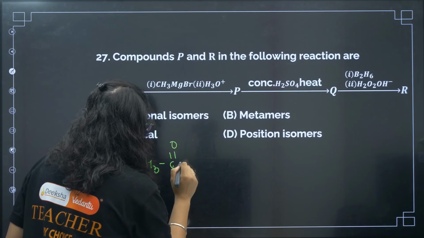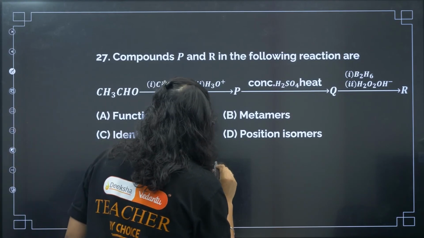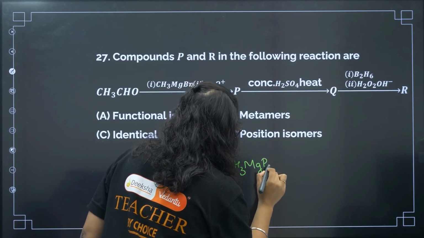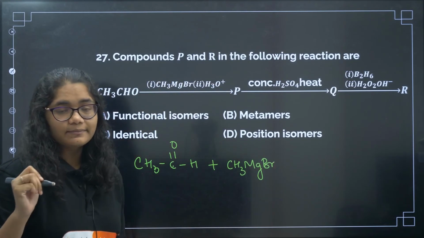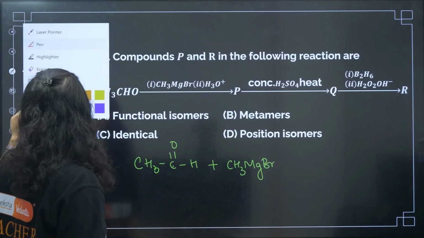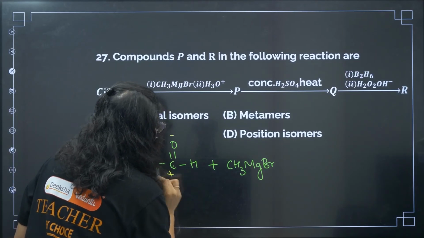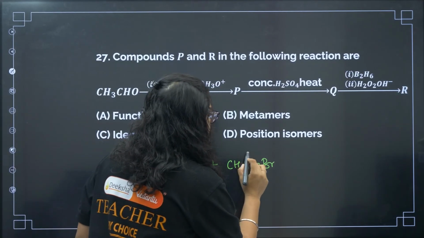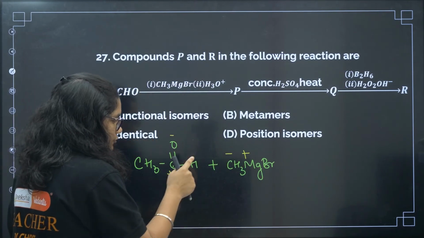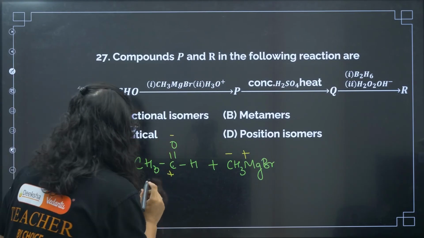CH3CHO is there. Okay, and we have CH3MgBr. The best way to solve these types of questions is to identify the plus and minus. Okay, so what is the plus and minus? See, oxygen is negatively charged, carbon is positively charged. Here magnesium is positively charged because it is a metal, this is negatively charged. What we have to do, negative will attach to positive, positive will attach to negative. So what product will I get here?